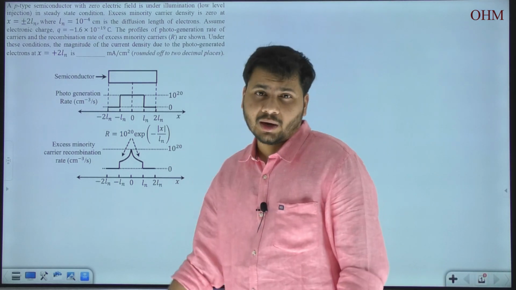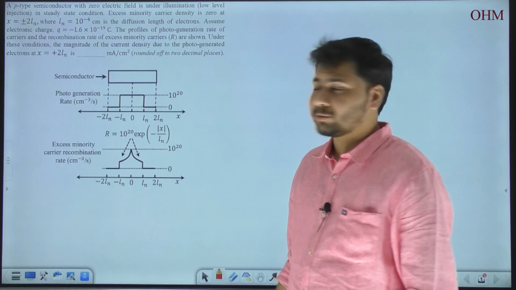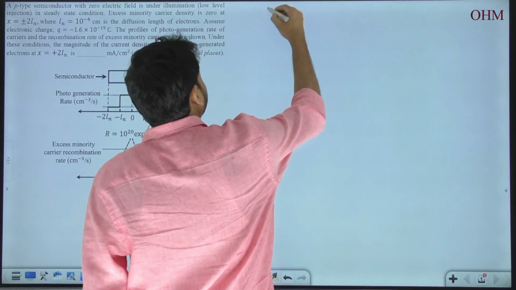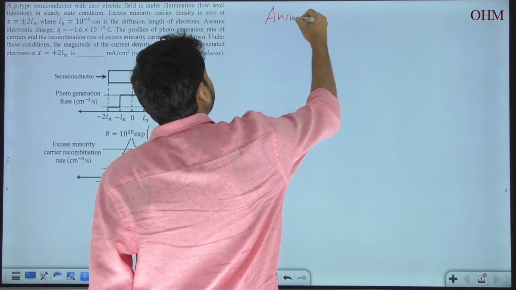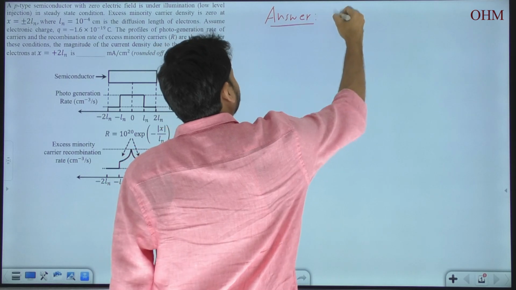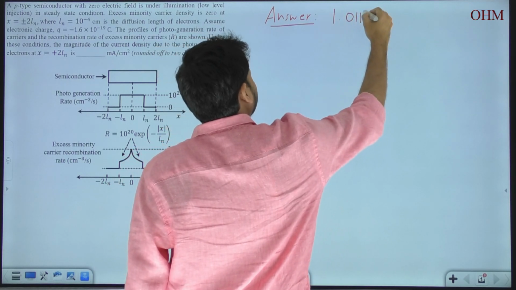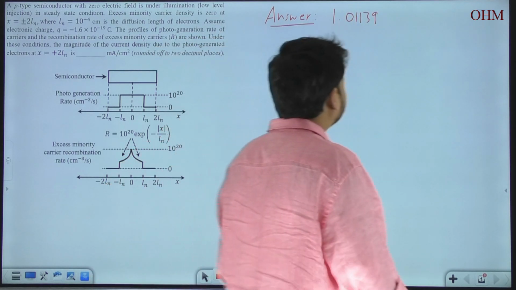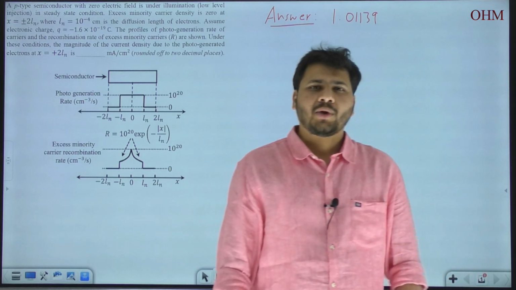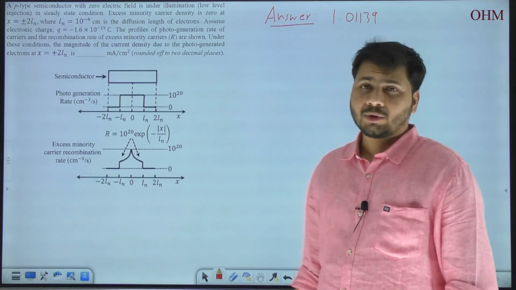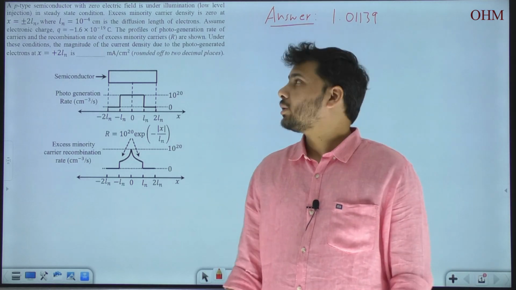The answer that I got is 1.01. To be precise, I got the value 1.01139. So I think even if you had marked 1, you should be getting 2 marks.